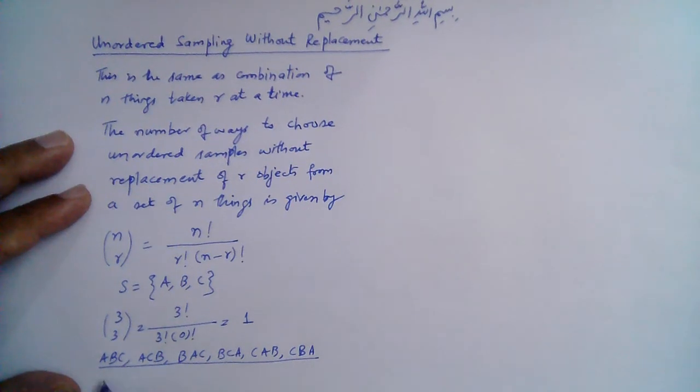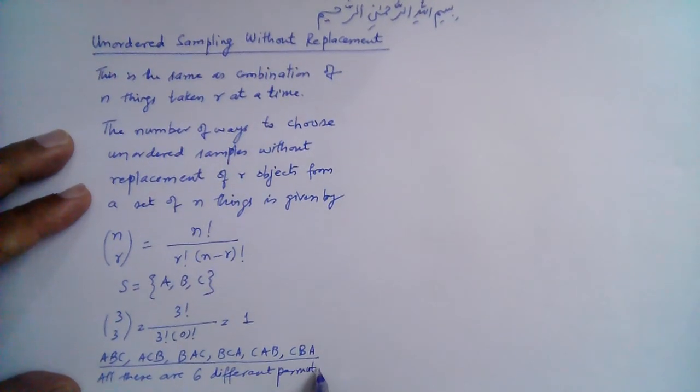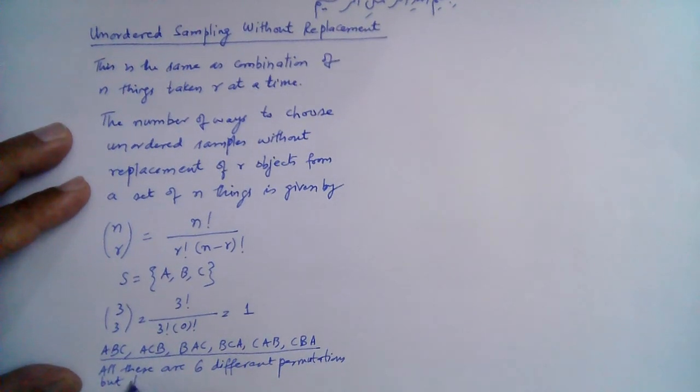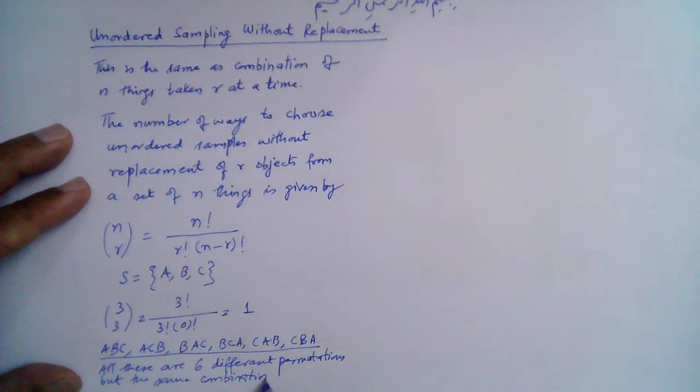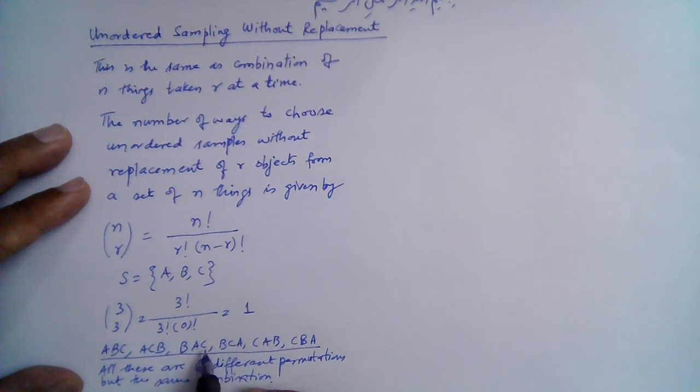So all these are 6 different permutations, but the same combination. Because you see, the order is not important, so A, B, C or A, C, B, in whatever order it is written, it is still considered the same combination. So all these permutations are one single combination.